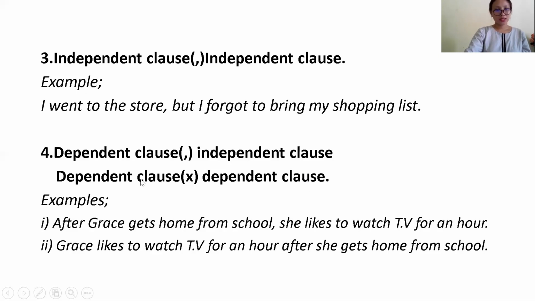Next, dependent clause and dependent clause. Between these incomplete sentences, or words that have no meaning, we don't use a comma. Right here, both are dependent clauses. So when we join these two dependent clauses, we don't use a comma. See here, these are the examples. Grace likes to watch TV for an hour.